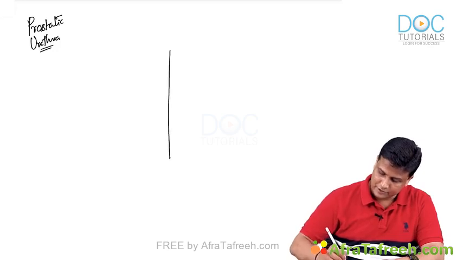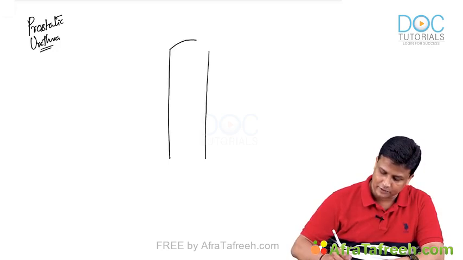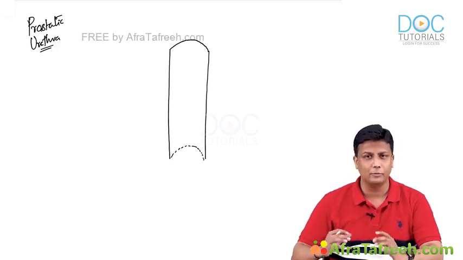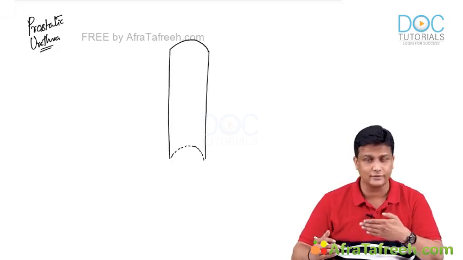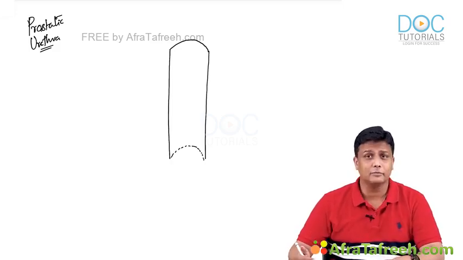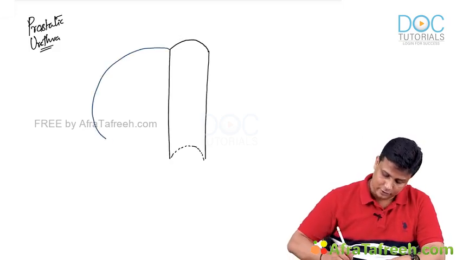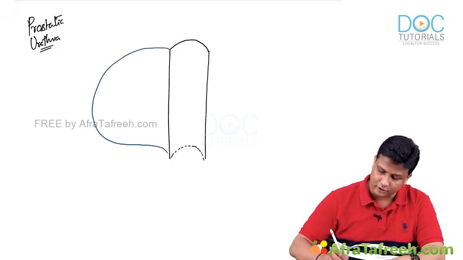So, prostatic urethra. For example, if this one is a prostatic urethra and we have opened it up, we are seeing the coronal section of it. Basically, this is the posterior wall of the prostatic urethra, and on either side you can appreciate the prostate gland present here.